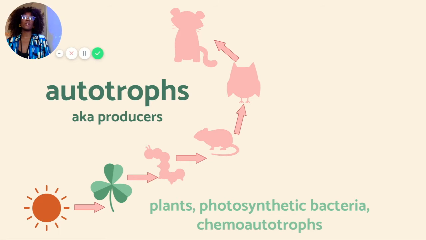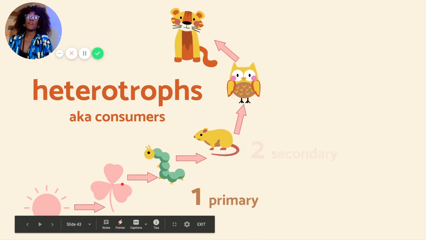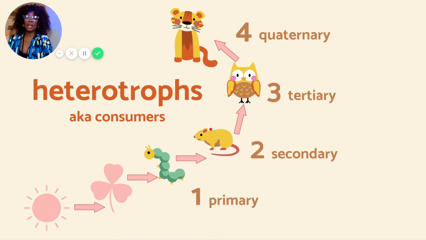So autotrophs are also known as producers, right? These are the plants, the photosynthetic bacteria, our phytoplankton, and chemoautotrophs. They're the producers. But we have heterotrophs, right? They're the consumers. The primary heterotroph, the primary consumer, is going to eat the plant. Then the secondary consumer eats that primary. The tertiary consumer eats that secondary. And that quaternary consumer eats that tertiary. So they each are eating each other.